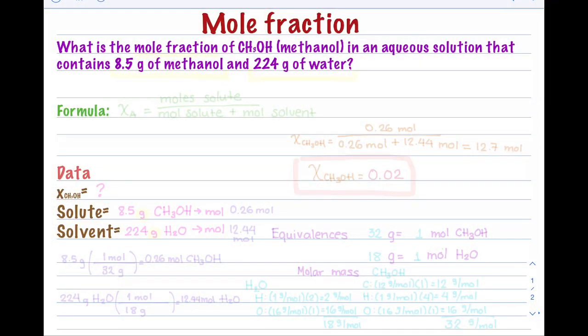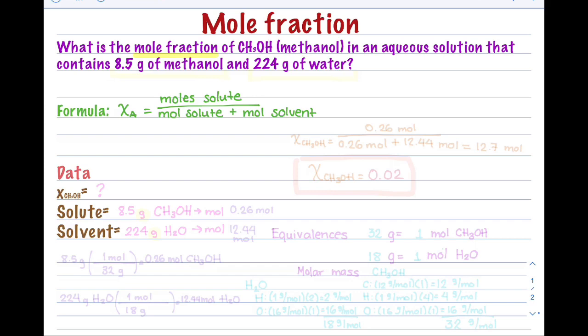What is the mole fraction of methanol in an aqueous solution that contains 8.5 grams of methanol and 224 grams of water? First of all, we need to use the formula of mole fraction, which is: fraction of any compound equals moles of solute divided by moles of solute plus moles of solvent. Notice that here we don't use solution, but we use solute and solvent separated. And we continue analyzing the problem.